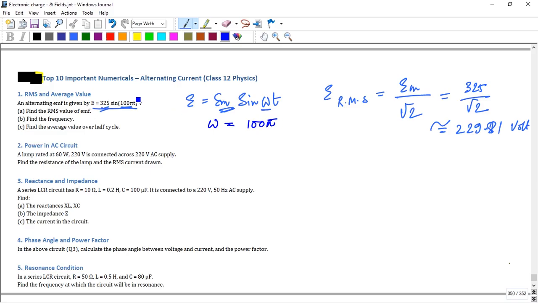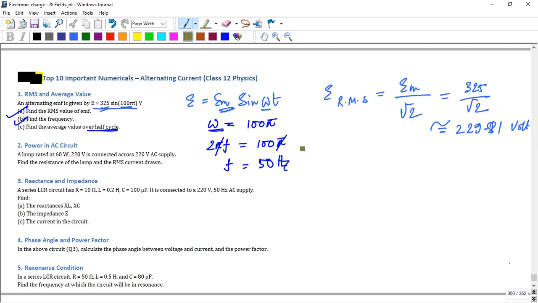If we compare these two expressions, so you know that omega equal to 2 pi f. So 100 pi, so pi cancels with pi. So frequency equal to 100 by 2 means 50 hertz. That is the second answer. Third answer, find the average value over half cycle. Okay, average value of half cycle. So half cycle means very important.